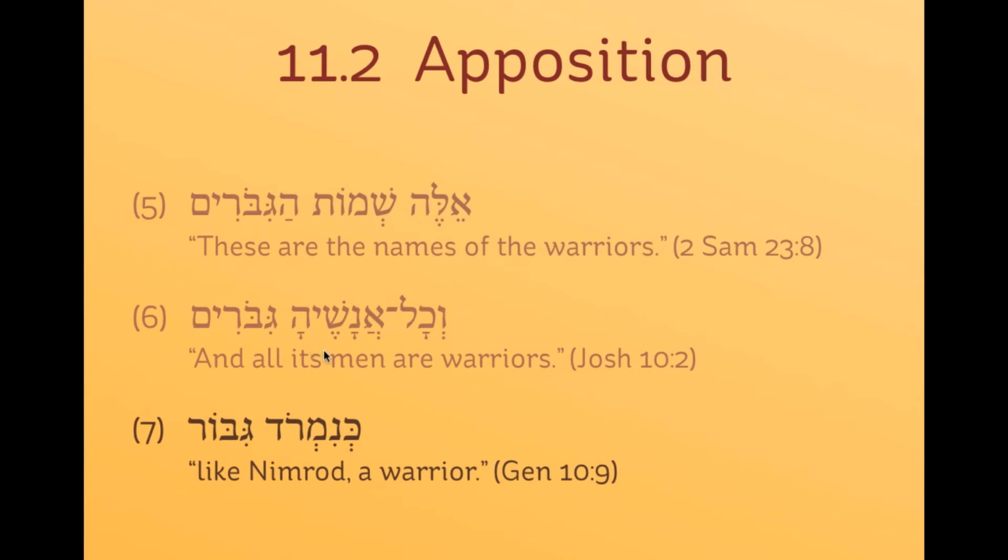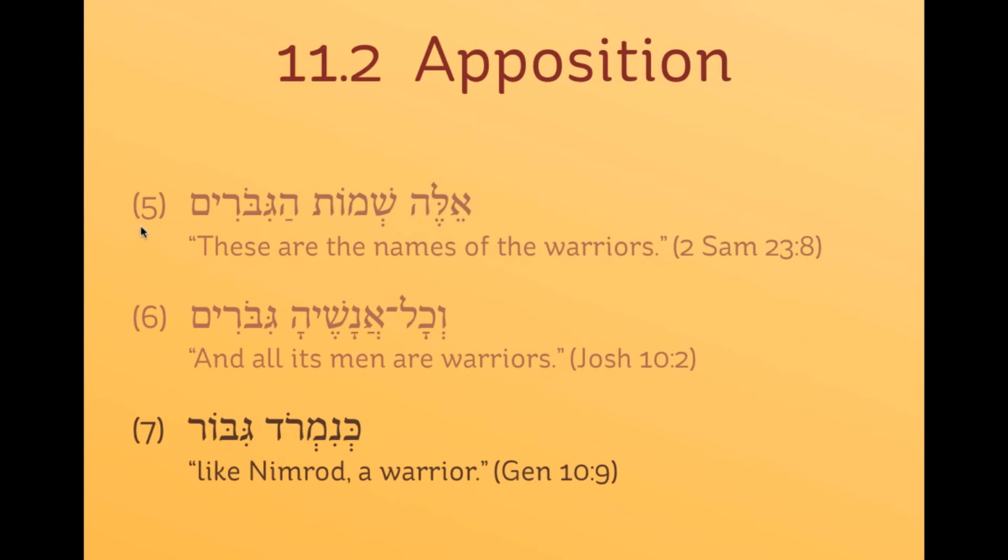And number 7 is similar. Ken Nimrod Gibor, like Nimrod, a warrior, where now Nimrod and warrior are in apposition. They're also synonyms. Nimrod, a person's name, and he's a warrior.